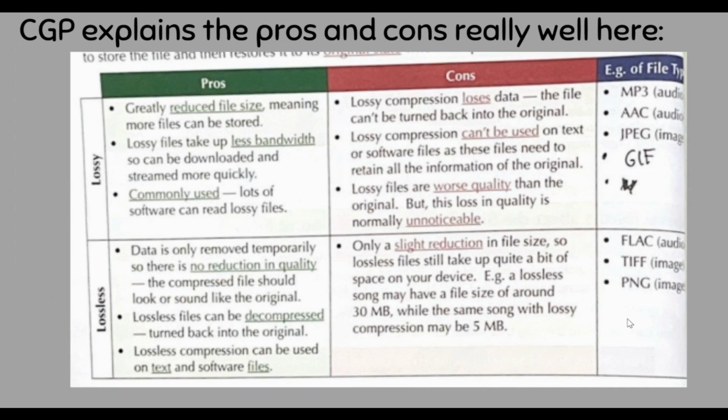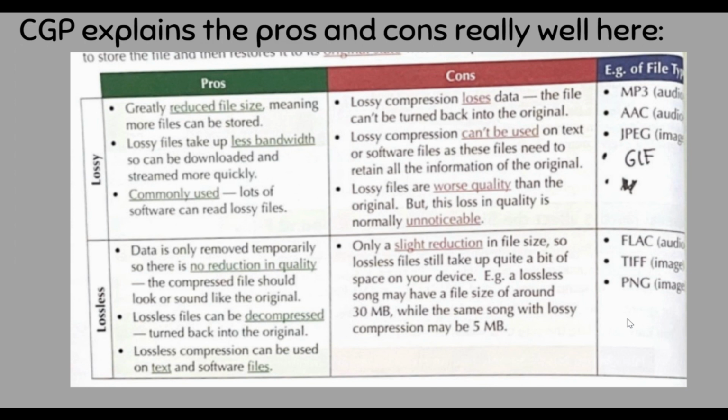Now, CGP explains really well the pros and the cons here. So the pros of lossy compression is that it greatly reduces the file size, and it means that they take up less bandwidth so that they can be downloaded quickly, and it's commonly used for lots of different software. The cons with lossy compression is that it loses data, so the file can't be turned back into the original. It also can't be used on text because you can't really get rid of a text file's data, you need to read it. And they are actually worse quality than the original because you're losing extra detail.